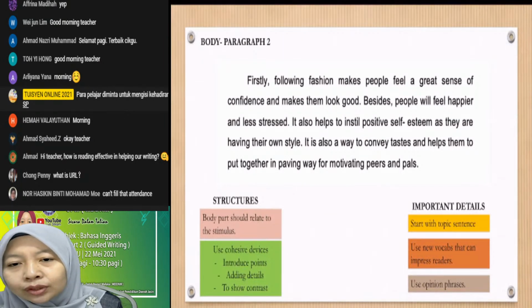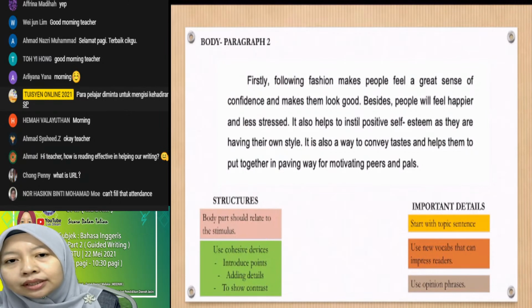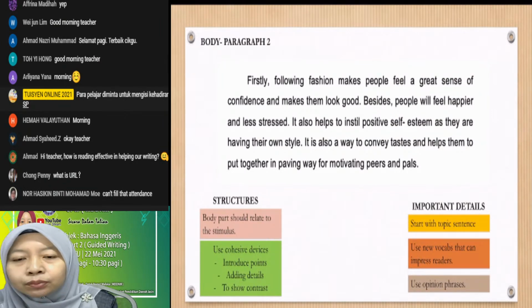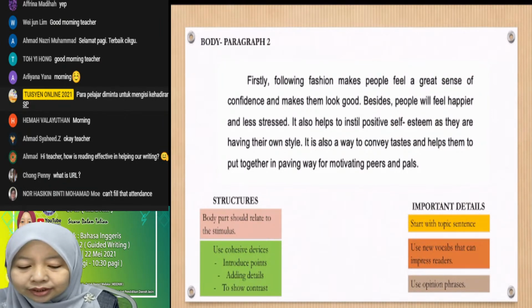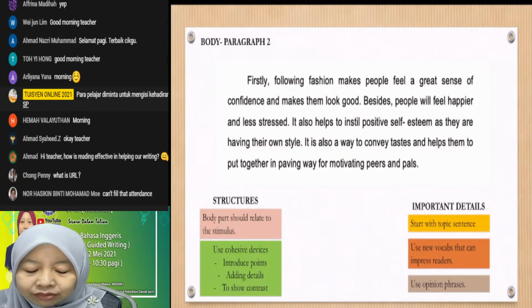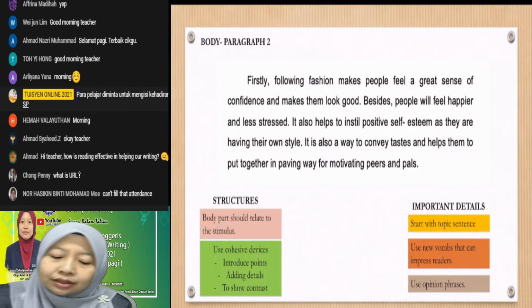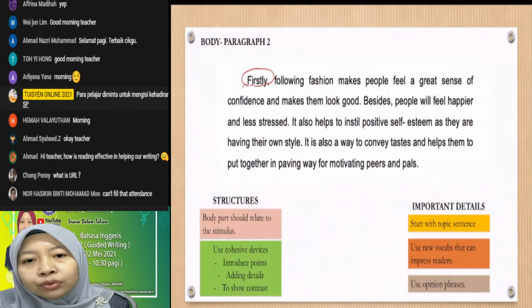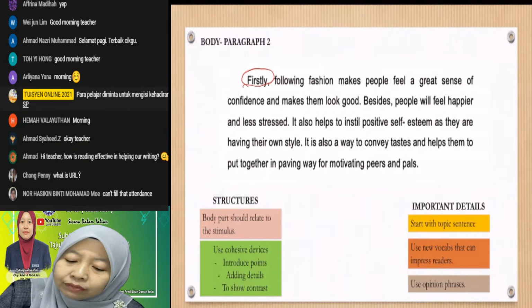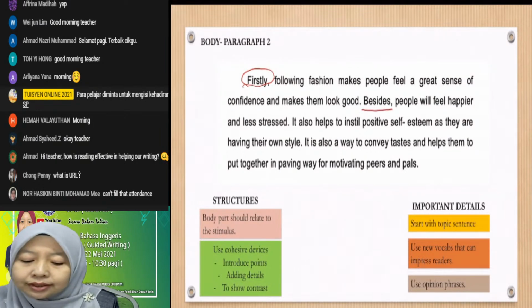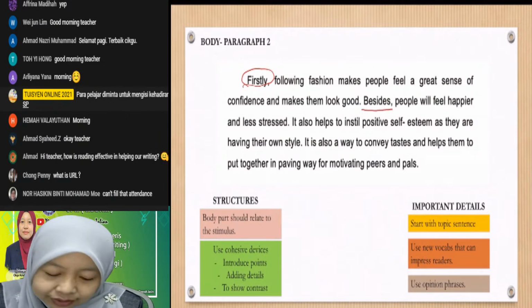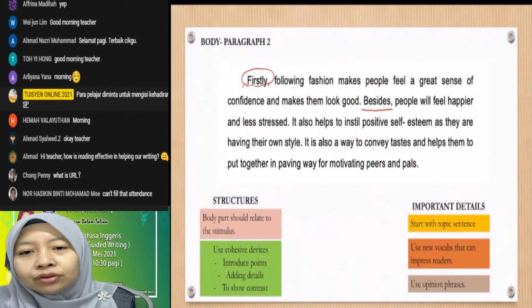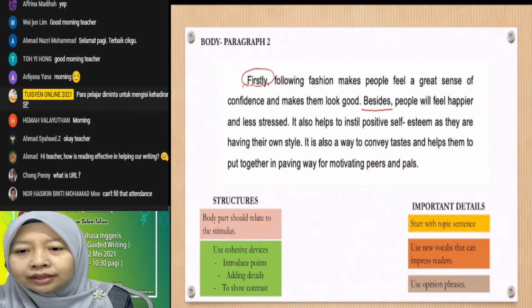Okay, the body part should relate to the stimulus. Did I answer the question requirement? Yes. In the stimulus, the first point given is makes people feel a great sense of confidence. I did put it and place it in my answer. Did I use cohesive devices to introduce a point? Yes, I used firstly. How about when I want to add details? You can find another one, besides. How about showing contrast? There are no contradicting ideas yet in the second paragraph.